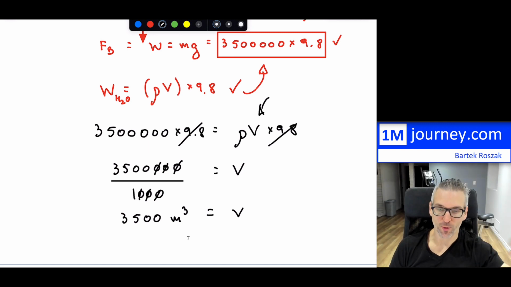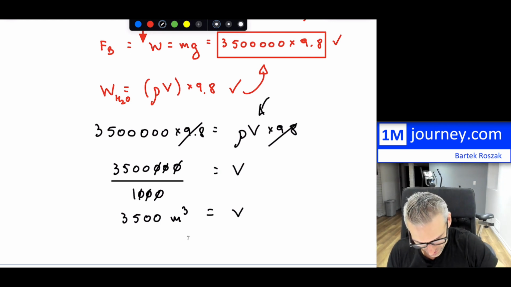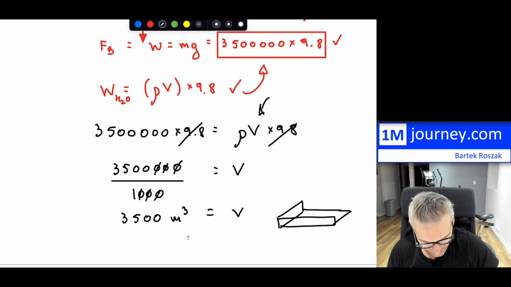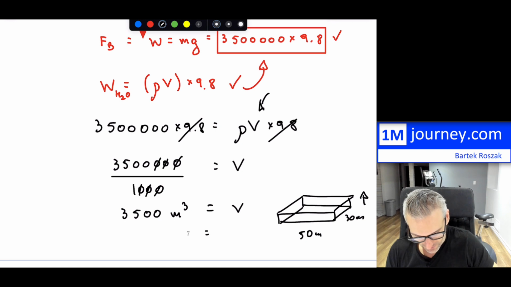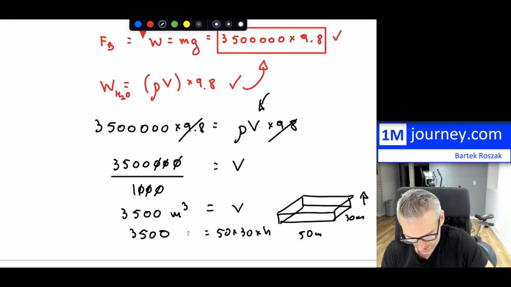And now I can go back and ask, what is the volume? This has taken on a rectangular shape, a rectangular prism. So we know everything except how high it is. This is 50 meters, this is 30 meters, and now we want to know how high that is. So 50 times 30 times the height h is going to be equal to this.